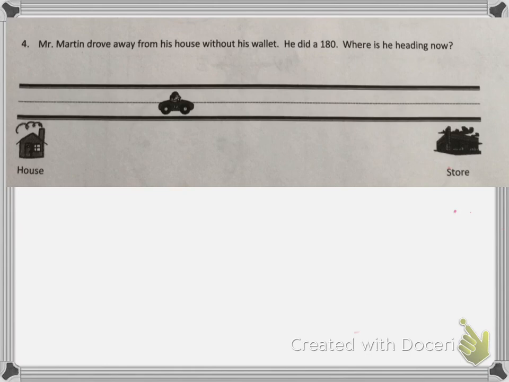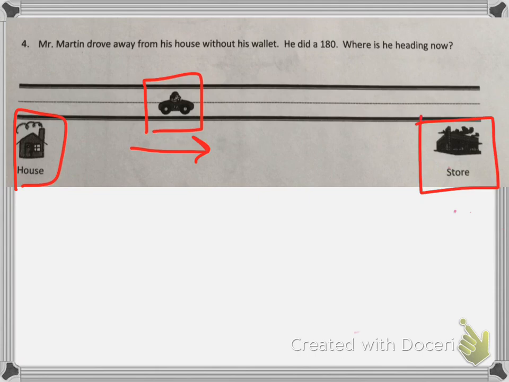Martin's in his car. Martin drove away from his house, but he forgot his wallet. He did a 180. Where is he heading now? So I'm going to observe the picture. I see that here's Martin's house. Here's Martin in his little car, and his car is going this way. Okay? And I can see that he's headed to the store. Well, he can't go to the store without his wallet, so he's going to have to turn around.